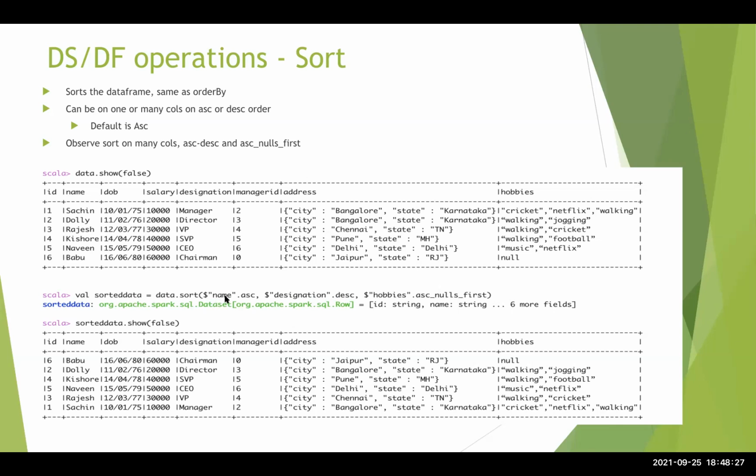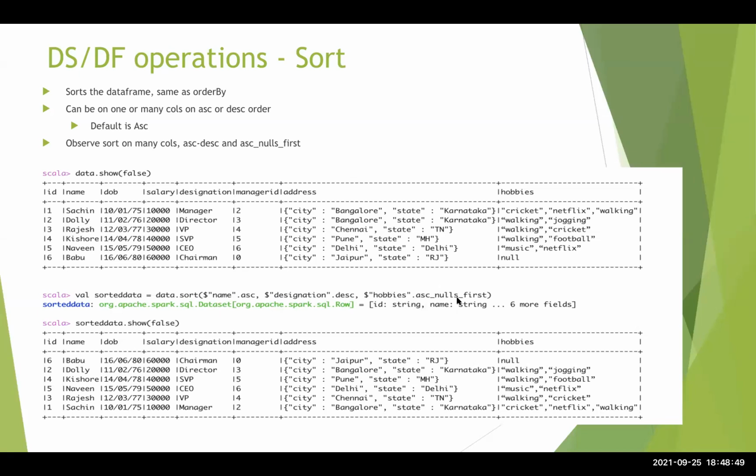So I'm sorting on the name ascending. You can see it's happening in alphabetical order. Then designation descending, there is not much to see because one person has only one designation. If there are two people having the same designation, you could see that designation is in descending order.